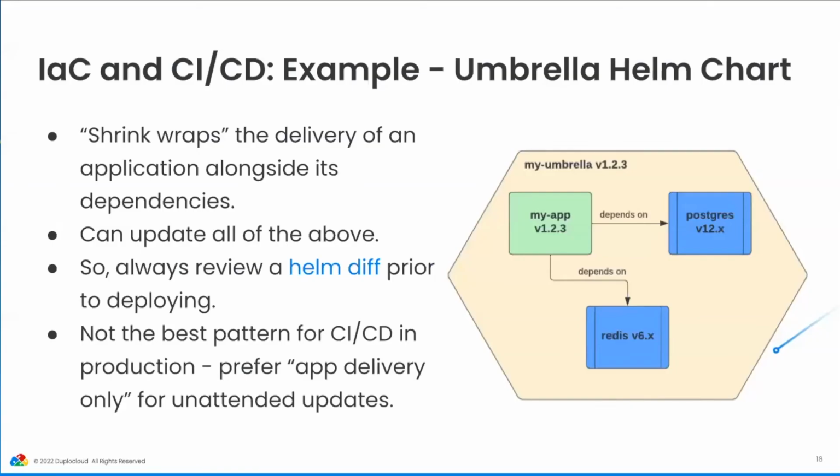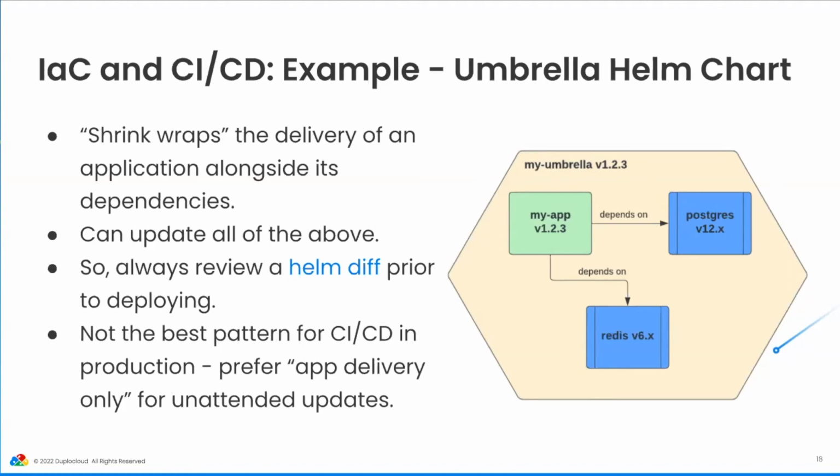Yeah. So let's look at some common, simple ones. An umbrella Helm chart. This is something people do a lot. You're basically just shrink wrapping the delivery of your application alongside its dependencies. It's an awesome practice, and a lot of people do this, but that means it can update all of it. So in this little picture on the side, I've got an app, let's say you've got a database, Postgres, and you've got a queuing system, Redis. So this umbrella chart can update all of it, right?